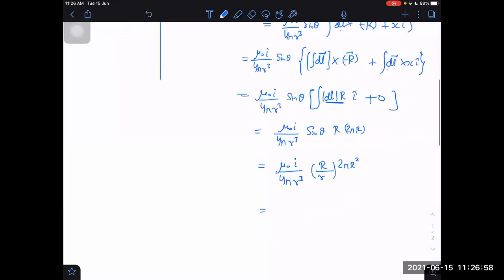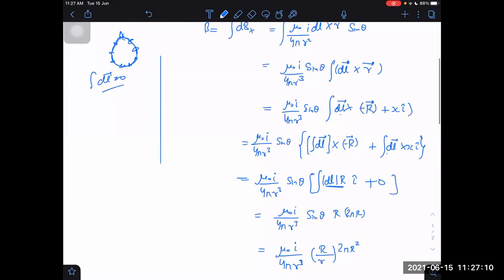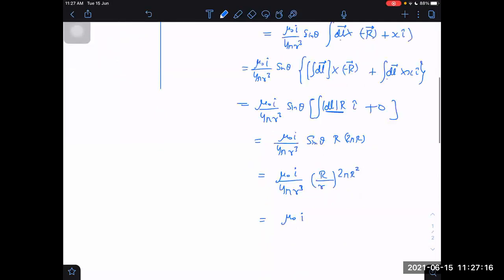What are we getting then? Mu naught into I into R cube by 2 into 2 pi, where R is the radius. Let me cancel 2 from here. In the denominator we also have 2 upon 2 pi. Wait a second. I will write 2 above and below also.